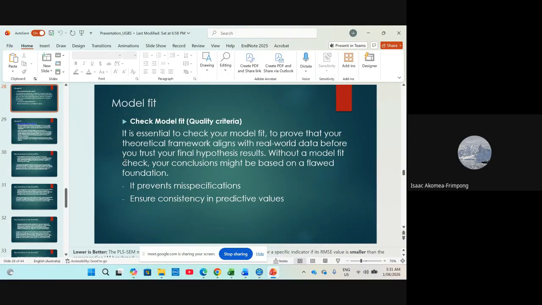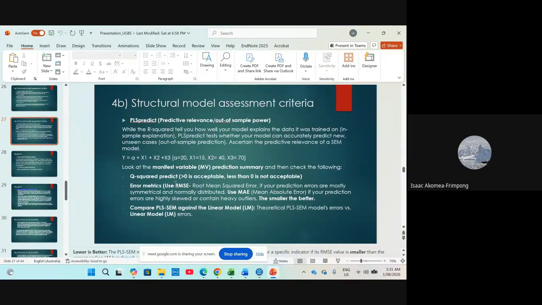But what results do you look up to? So let's look at my listing. Look up to the Q square predict. We'll see the Q square predict soon. I'll show that to you. And then also look up to what we call the RMSE, which is the root mean squared error. And then you also look at the mean absolute error. And then you also look up to PLS-SEM and the linear model.